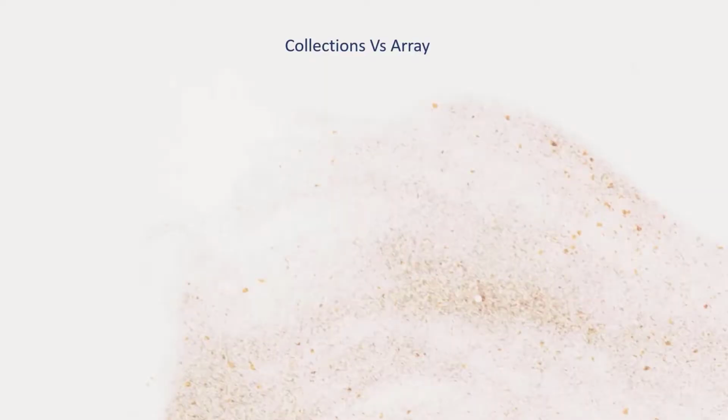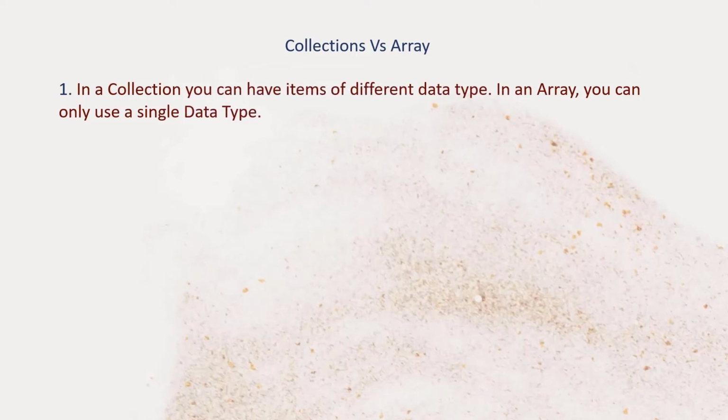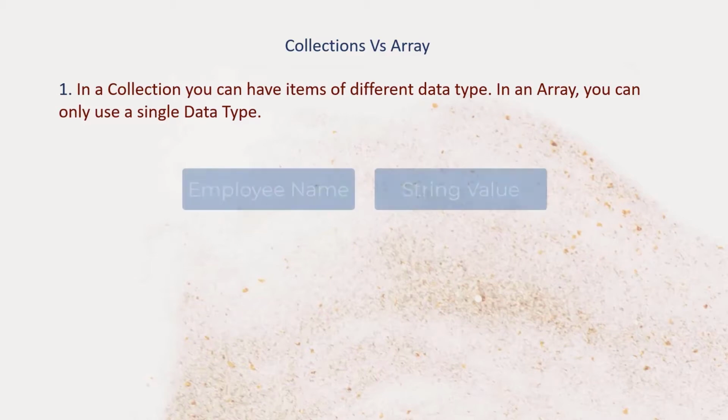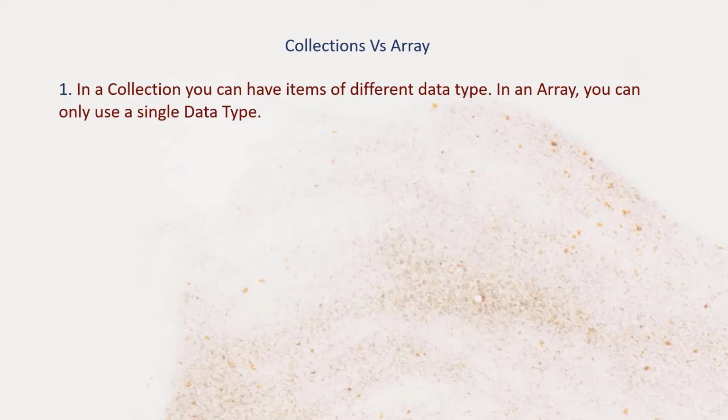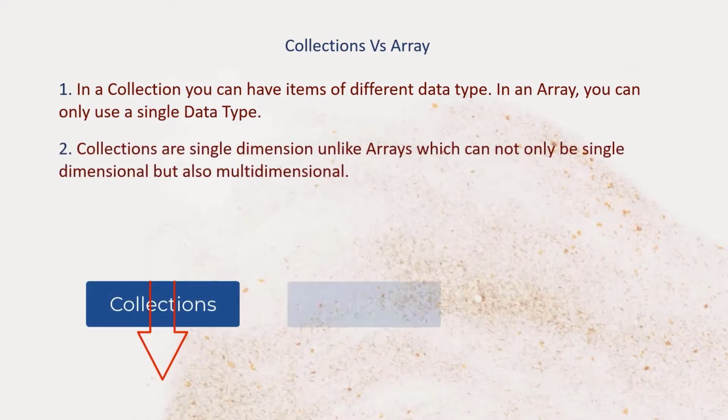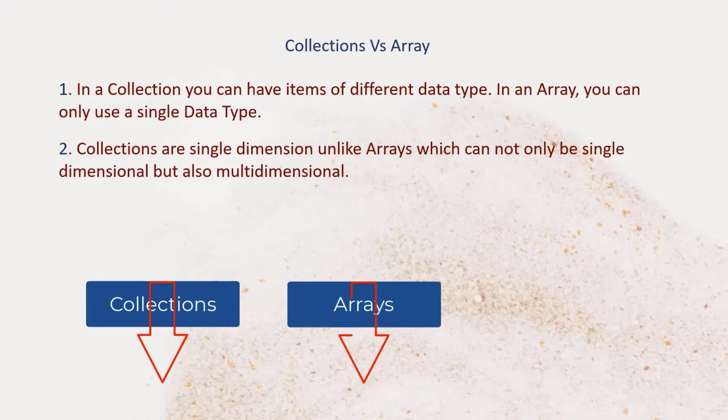Now, collections and arrays both can store data, but there are 6 significant differences between them. Let's see what those are. The first one is, as I mentioned, in a collection you can have items of different data types. However, in an array, you can use a single data type. For example, in an employee collection, you can add name, date of birth, and job band. Whereas in an array of numeric values, you cannot add a string value. Second, collections are single dimension, unlike arrays, which can not only be single dimensional but also multi-dimensional.